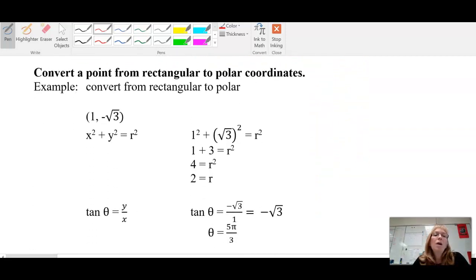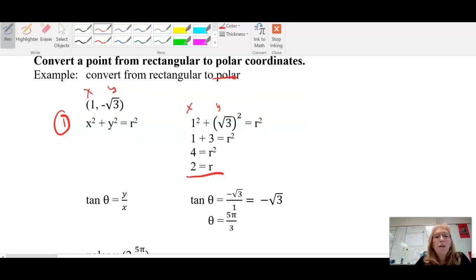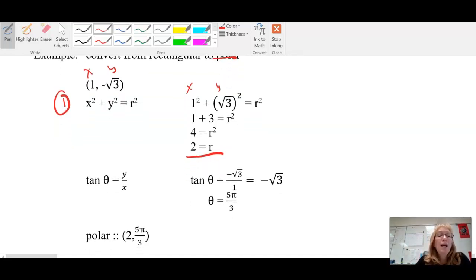Okay, other way, we're going to go from rectangular to polar. So now this is x and y, right? Well, to get to polar, I need r. So step 1 is do the Pythagorean theorem. So x squared plus y squared equals r squared. R squared is 4, so r is 2. Step 1. Step 2, I have to find theta.